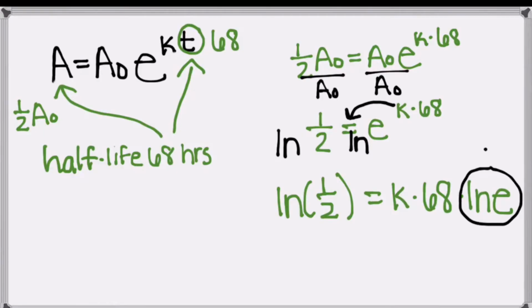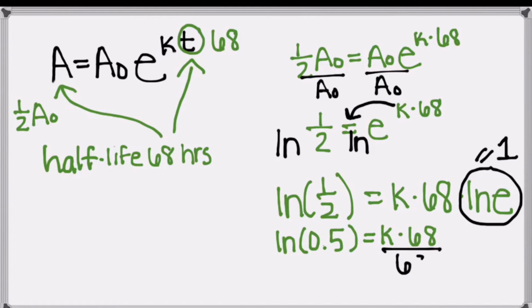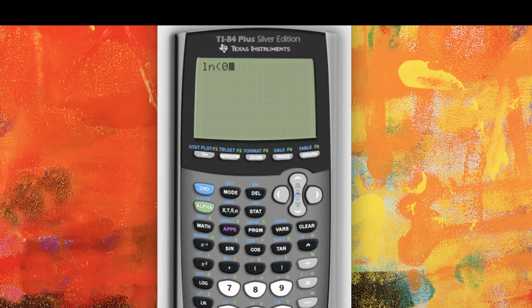And since ln of e is equal to 1, we can simplify the equation further. I'm going to write this as ln of 0.5, just to make it easier to plug into the calculator, is equal to k times 68. So then the last step to solve for k is to divide both sides by 68. Now it's time to plug that into the calculator. ln of 0.5 divided by 68 gives us negative 0.010193, and so on.